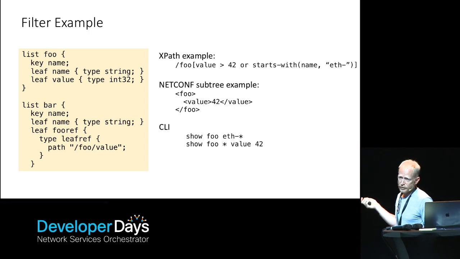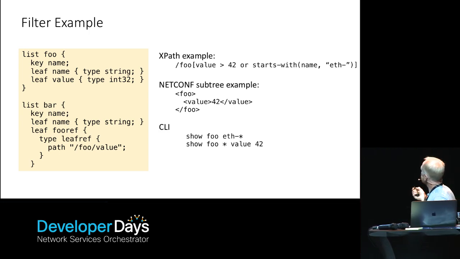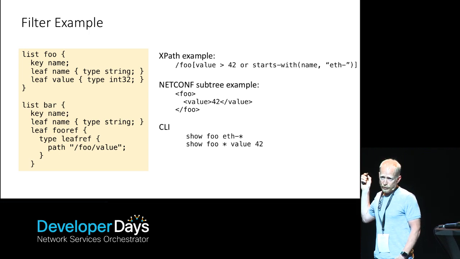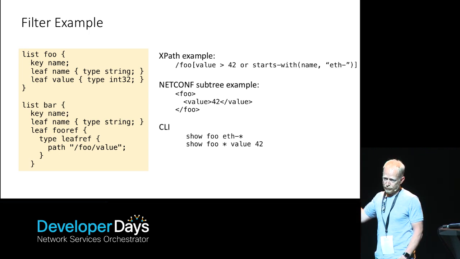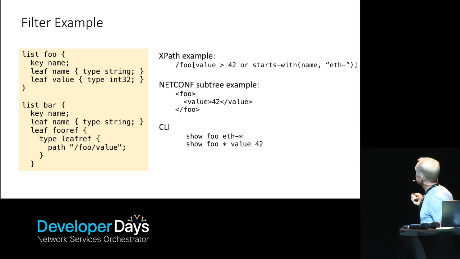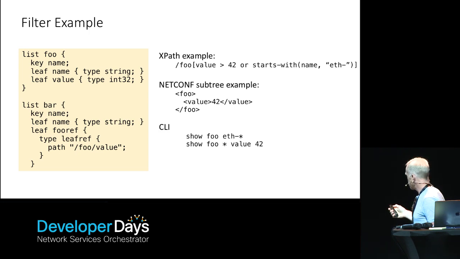Then we can do a number of things. We can, for example, in XPath say that we want to see all the foo instances where the value starts with 42 or where the name starts with ETH minus. Now we can push this filter down to the data provider, and it can report back up just instances that match. So if you have millions and millions of instances, that will be potentially much faster. Especially if you can provide this kind of filter to your external database, then you can probably do something interesting with it.